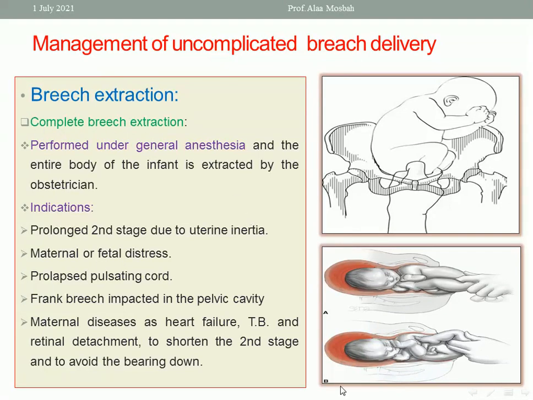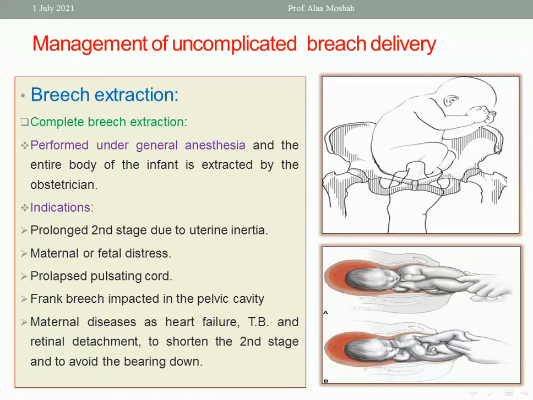Complete breech extraction is performed from the start. The whole breech will be delivered under anesthesia, from the buttock up to the head. The indication may be maternal distress, fetal distress, prolonged second stage, footling presentation while the cervix is fully dilated, or prolapsed pulsating cord in a fully dilated cervix. So we are in a hurry, so the doctor should do the maneuver from the start.